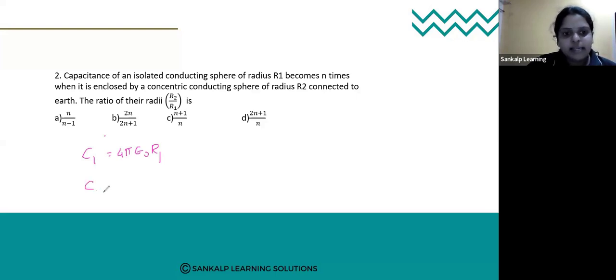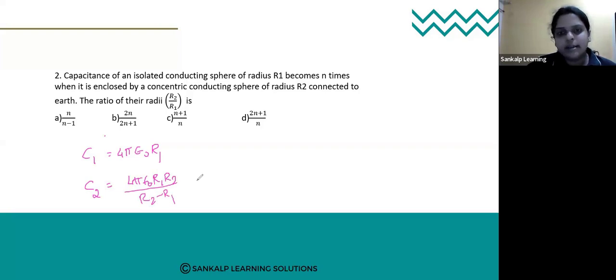Now we are writing C2, students. So C2, for the concentric spheres, is given as 4 pi epsilon naught R1 into R2 divided by R2 minus R1.